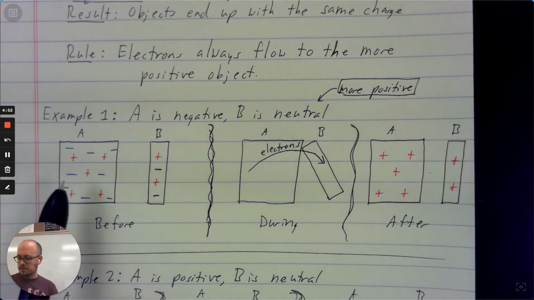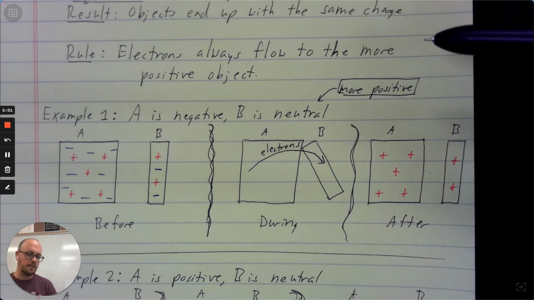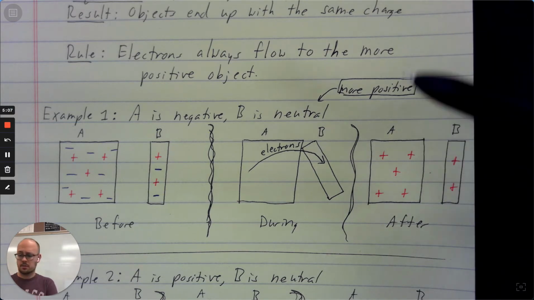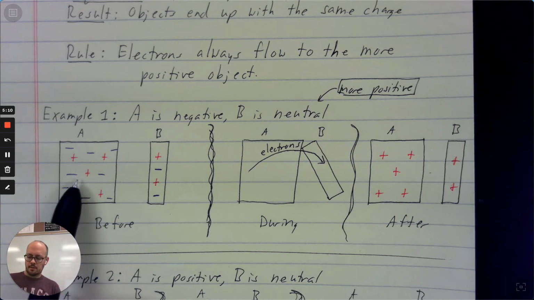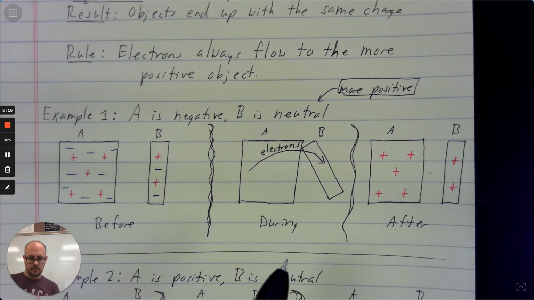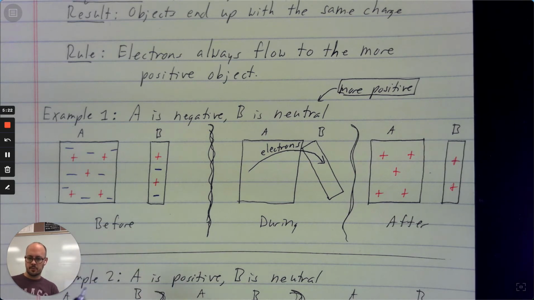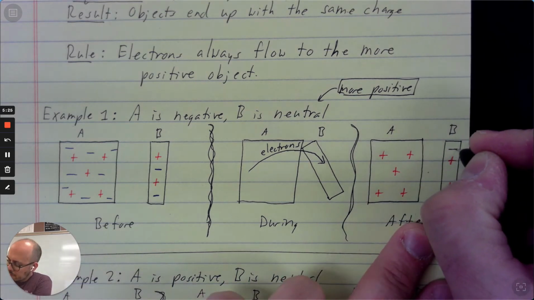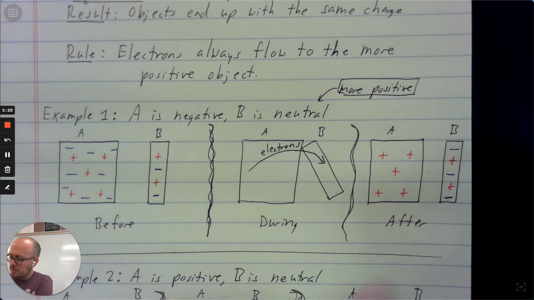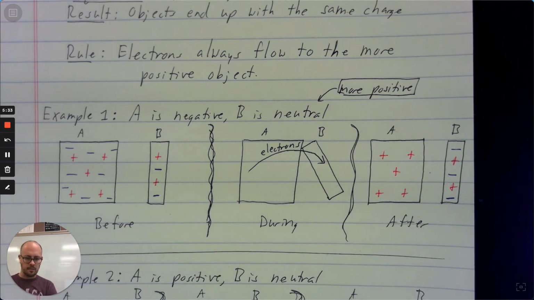So A and B end up with the same amount of positive charge they started with. Now I have to be careful. Objects end up with the same charge. So ideally it's supposed to be the same number of charges. We're not going to be able to do that because I made a silly decision here, but that's okay. So A was negative, A lost electrons, B was neutral, B gained electrons. So no matter what, B has to be negatively charged at this point in time. So bare minimum, there have to be 3 negative charges in B at this point in time to show that it gained at least 1 negative charge.